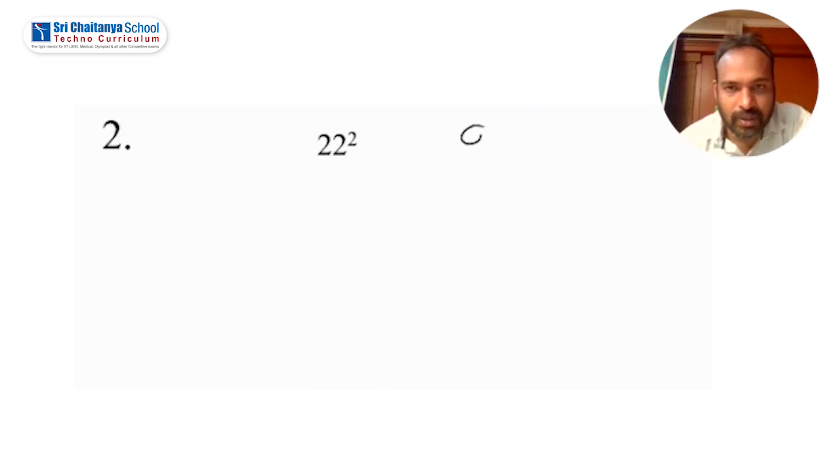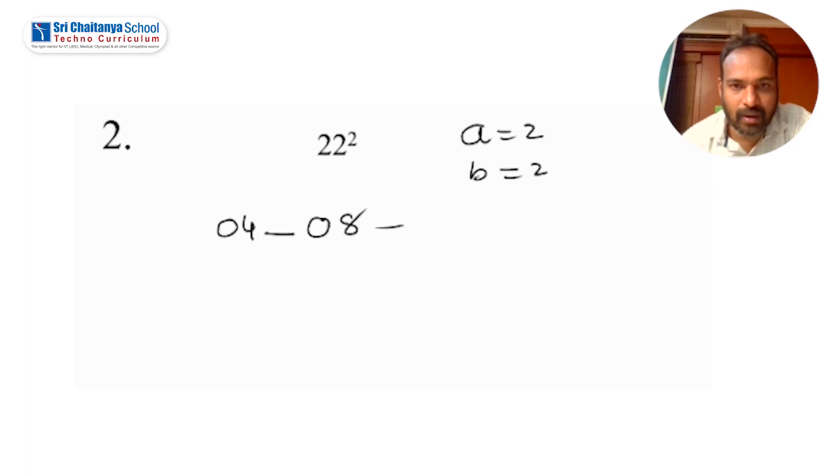Now here, what's the value of a here? 2. What's the value of b here? 2. Now a square, 4. 2ab, 2 into 2, which is 8. B square, 4. On balancing, 4, to carry forward 0, there won't be any change. Again, carry forward 0, you won't get any change. So 0 plus 4 is 4.